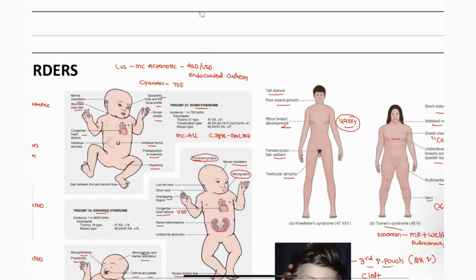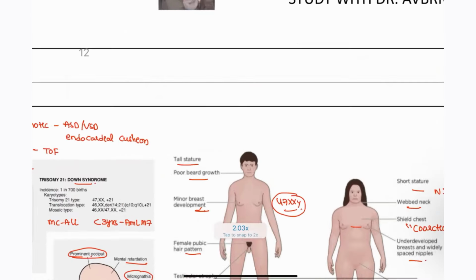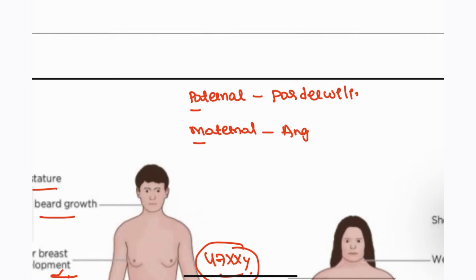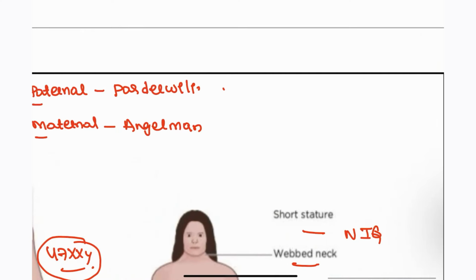Next, we will see the paternal and the maternal deletions also. Let's see first paternal deletion, which will be P for paternal and P for Prader-Willi. Okay, P for Prader-Willi. And maternal deletion, which will be seen with Angelman syndrome. Okay, Angelman syndrome.